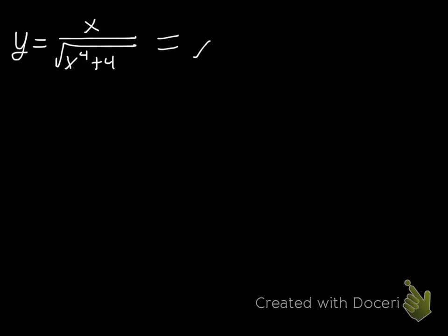x over square root of x to the 4th plus 4. We can rewrite this as x times x to the 4th plus 4 to the negative 1/2. So we got two things going on here. We got a product of functions, x and then that other stuff. So we're going to have to follow the product rule, and then as part of the product rule, we're going to use the chain rule embedded in with it.